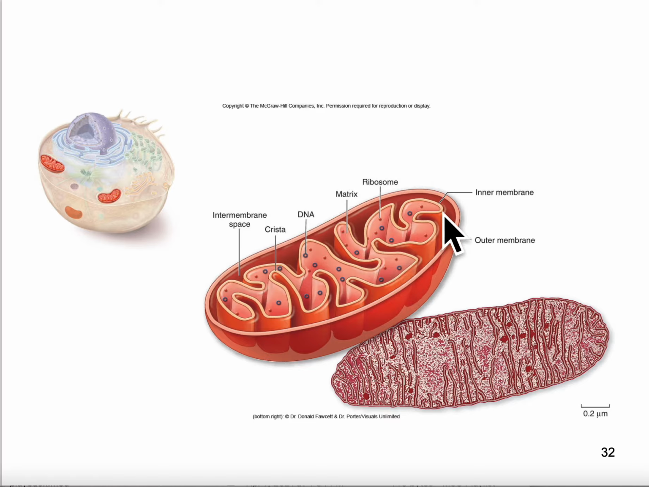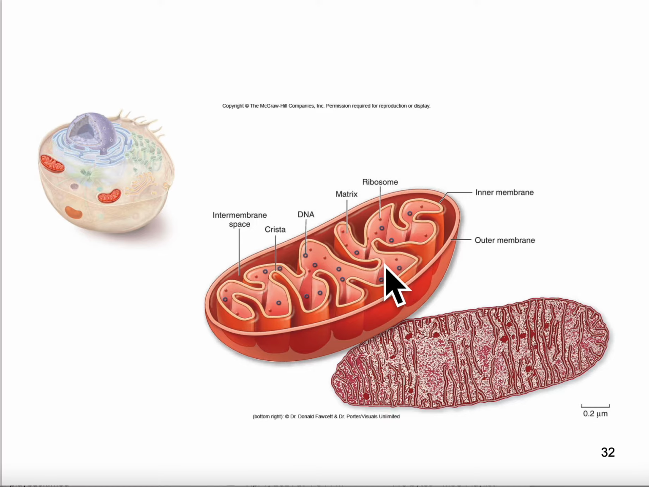But before we go there, you need to know that there's an outer membrane. There's an inner membrane that's folded. The space between the two membranes is called the intermembrane space. And the space inside the inner membrane is called the matrix.